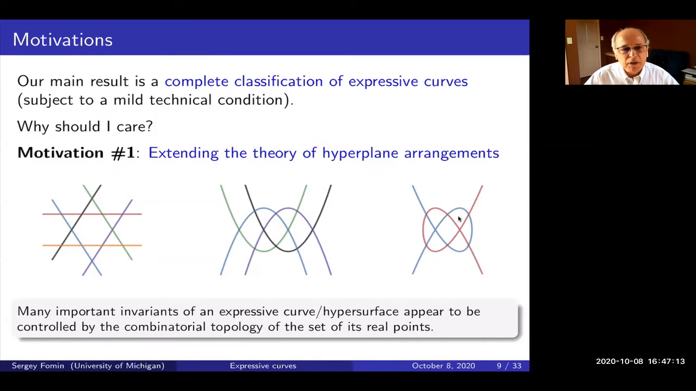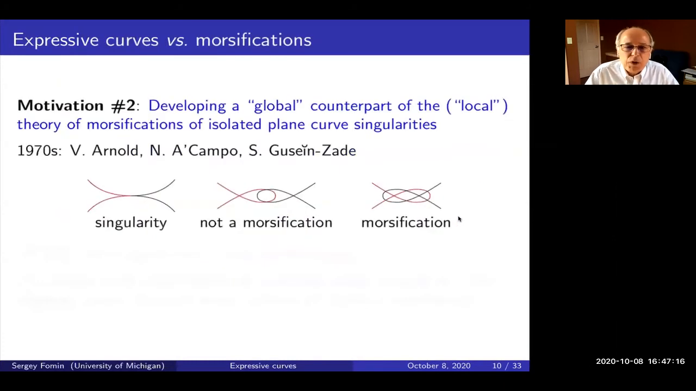I will tell you more about the second motivation, which is developing a global counterpart of the theory of morsifications of isolated plane curve singularities. So this is a very classical subject developed in the 70s by Arnold and his school, well, also Norbert A'Campo. So what was that about? Well, you take a singularity, you are interested in its local topology up to homeomorphism of what's happening around the singular point.